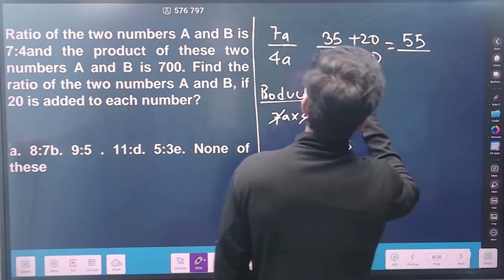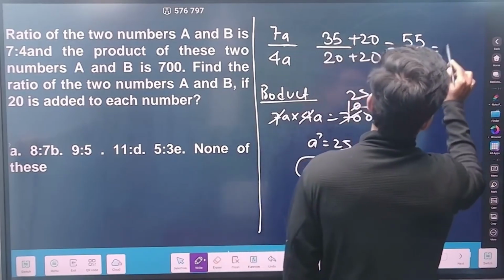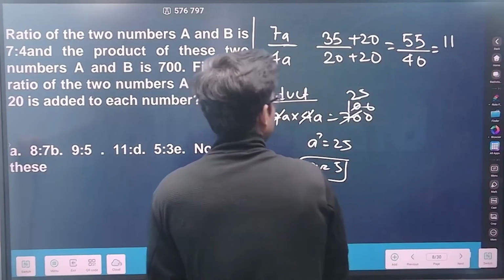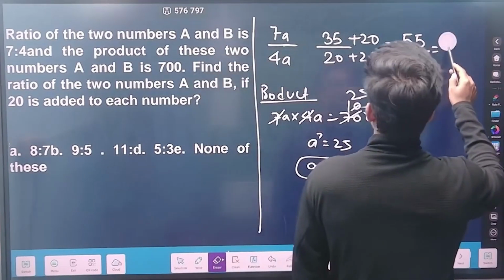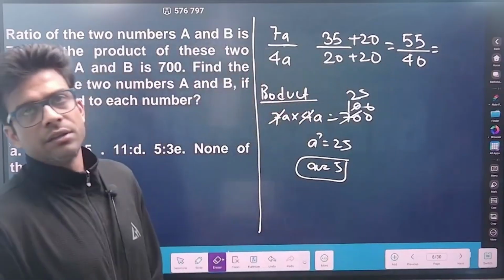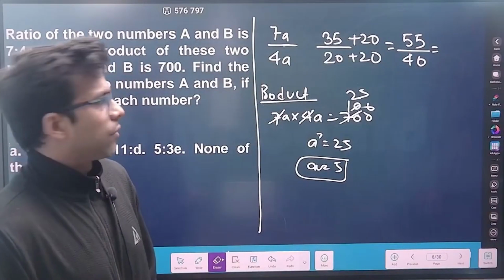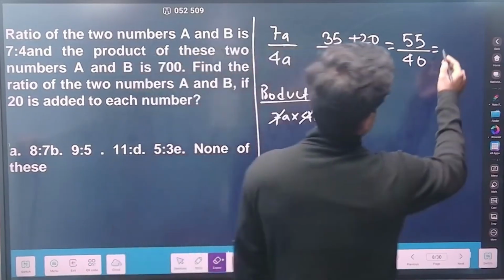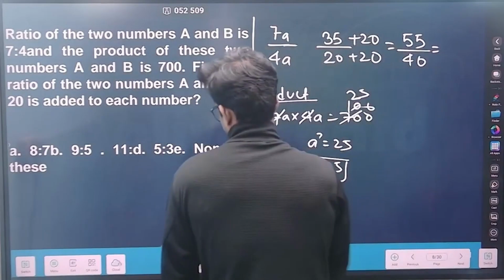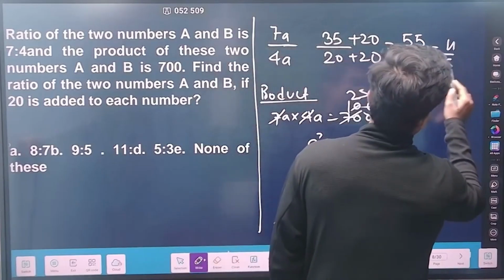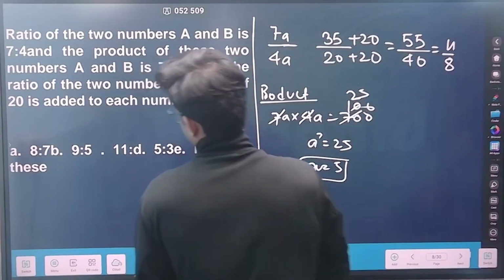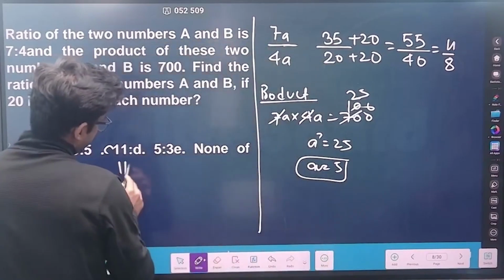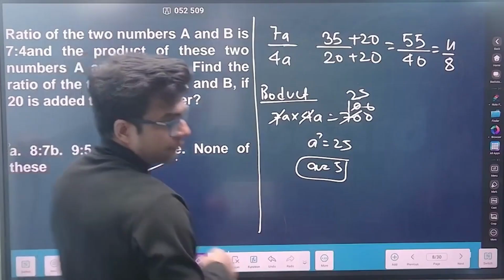And 55 plus 40, correct? Makes sense. This is 11, 11 5s. So the ratio comes 55 by 40. Is it clear? 55 by 40. This goes how much times? 11 by 8. Is it our answer? Any options? Option number A, B, and C would be the correct answer, which is 11 is to 8. Done.